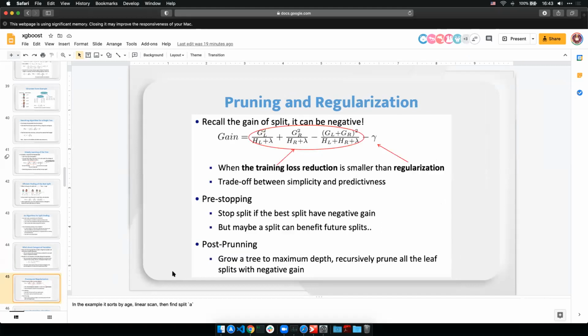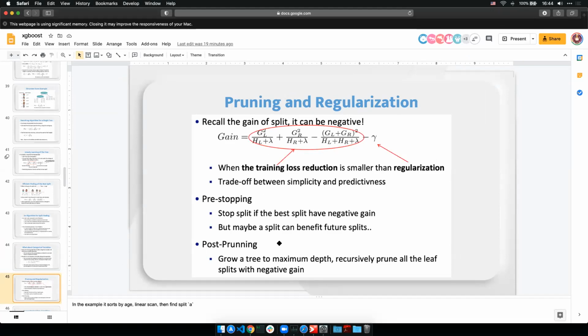All right, so the next part is pruning and regularization. I think we talked about regularization a little bit, but we haven't talked about pruning so far. Pruning means we want to modify the tree structure after the model finishes training and we have a pretty stable set of trees as our solution.